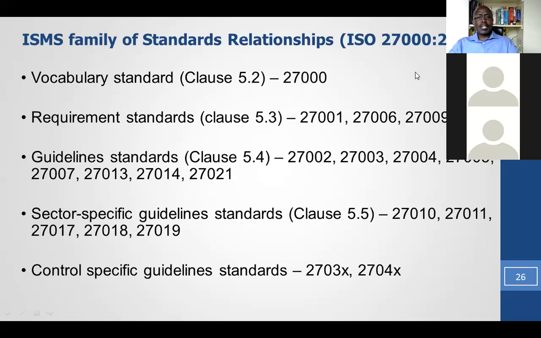Then you have the sector-specific guidelines. We'll not go into all of them. And control-specific guidelines. For instance, ISO 27032 is normally the standard for network security. So if you want to implement just network security and get guidance on how to do that, then that standard can give you very, very good guidance. There are very many. This list is not even exhaustive.